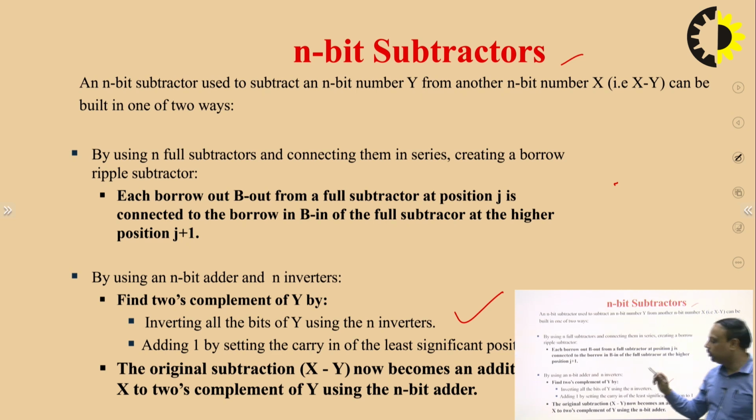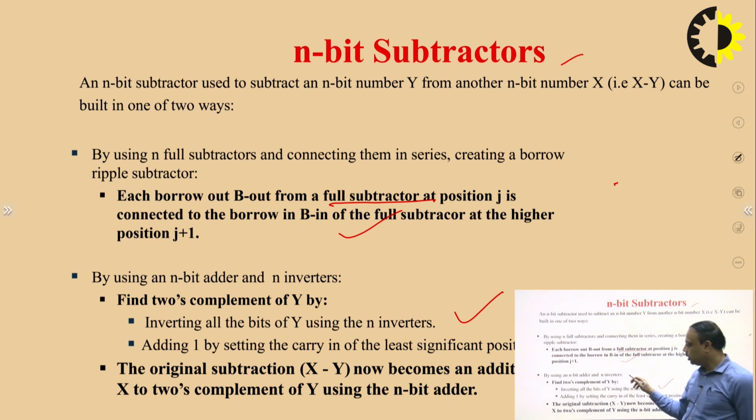So if we go for the full subtractor, we have to generate the difference with the help of the full subtractor circuit. If the number is 4-bit, we need 4 full subtractors. If the number is 5-bit, we need 5 full subtractors.